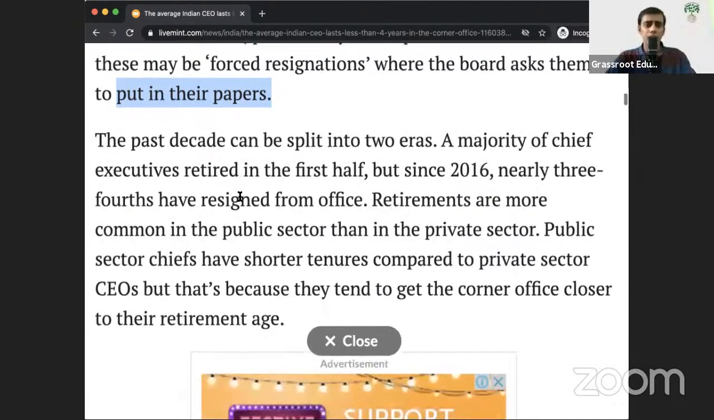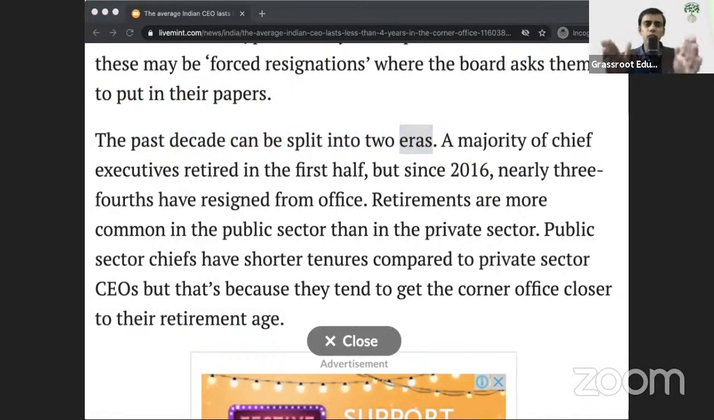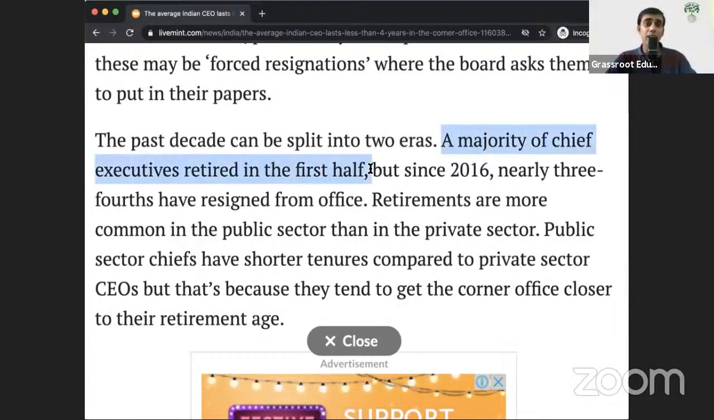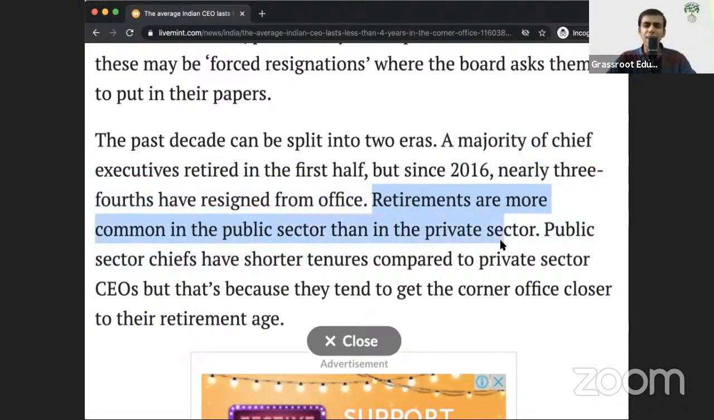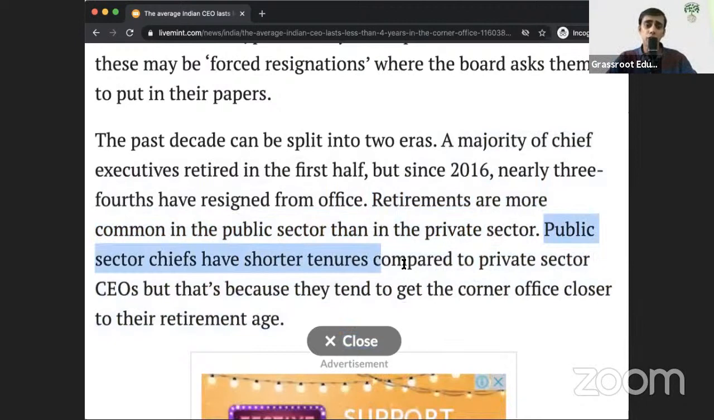Now the past decade can be split into two eras. What do you mean by eras? A particular range of time. Era, but usually much longer. A majority of chief executives retired in the first half, but since 2016, nearly three-fourths have resigned from office. A lot of resignations happening. Retirements are more common in the public sector than in the private sector. So where they naturally come of age, they become 60, 61, and then they resign. Public sector chiefs have shorter tenures compared to private sector CEOs, but that's because they tend to get the corner office closer to their retirement age.